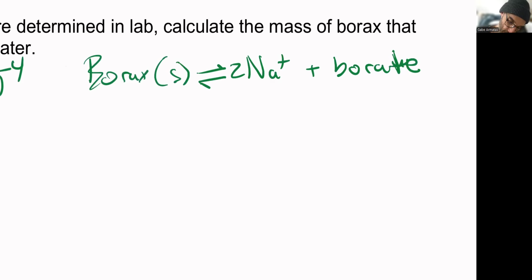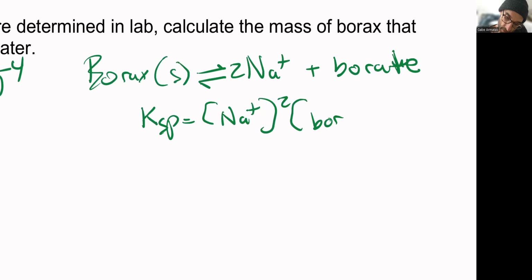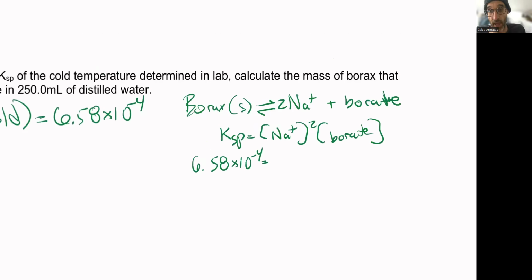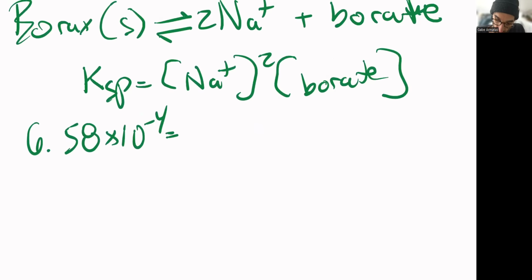So my KSP for this is the concentration of sodium ions squared times the concentration of the borate. There we go, and off we go. So 6.58 times 10 to the minus 4. And so now we are looking at the values. We don't have any borate present or anything like that.